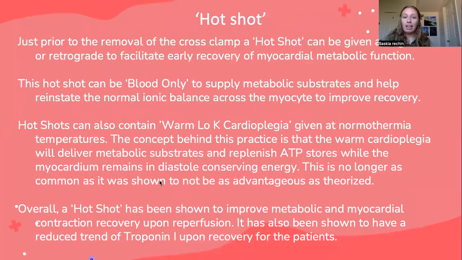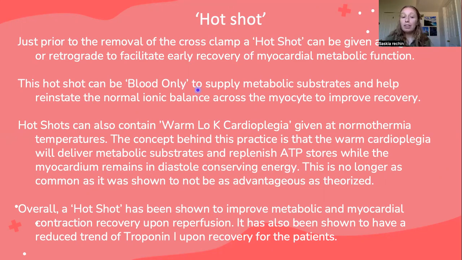So, the last thing about the cardioplegia delivery is something called a warm shot or a hot shot, right? So that's given just prior to removal of the cross clamp to help facilitate early recovery of metabolic function, as well as reinstate your ATP and metabolic reserves. So there's two ways to do a hot shot. One is going to be blood only. It's the most commonly used one now. It supplies your metabolic substrates, reinstating your ionic imbalance. And the thought is that you're also decreasing your cross clamp time.